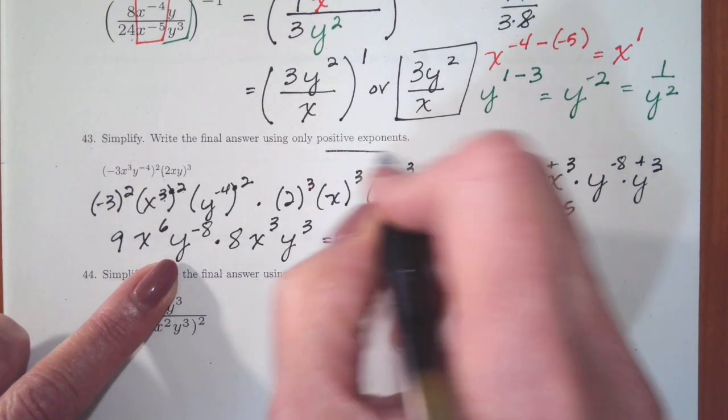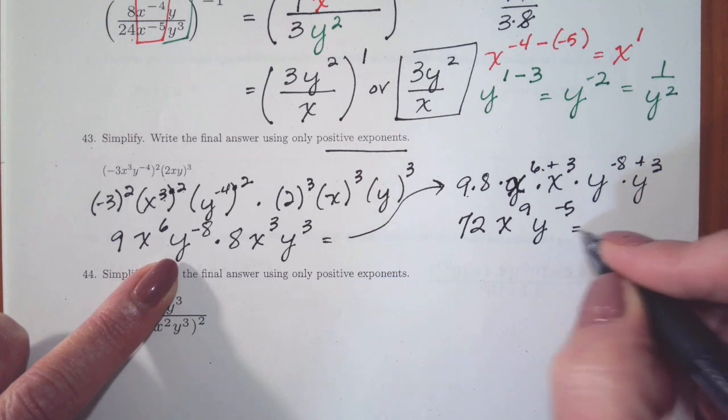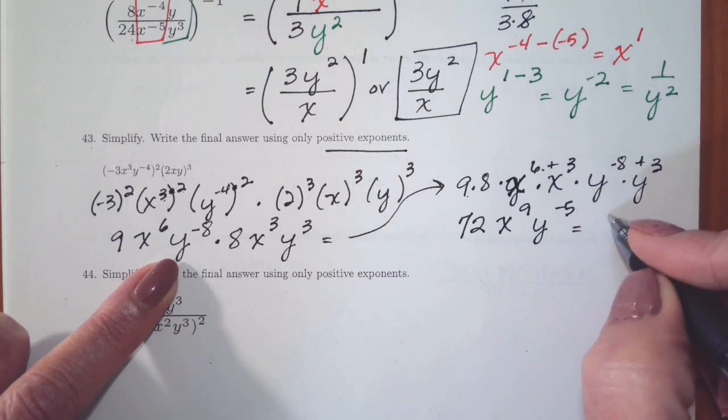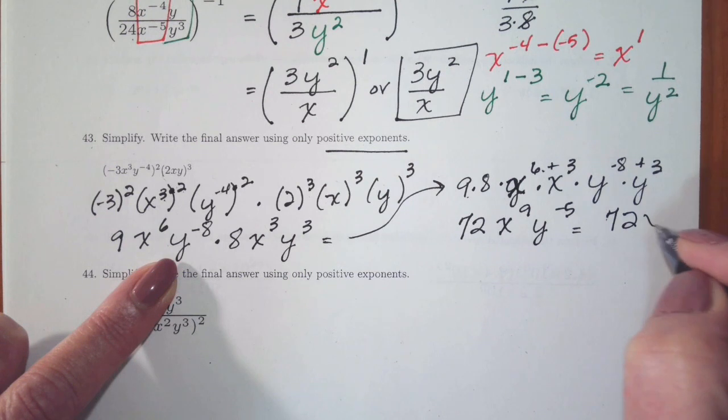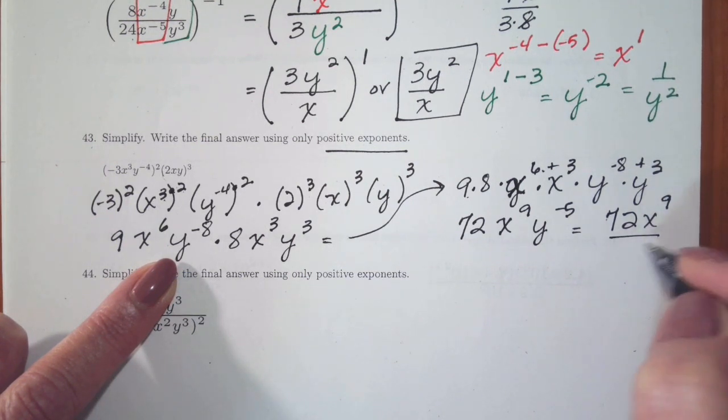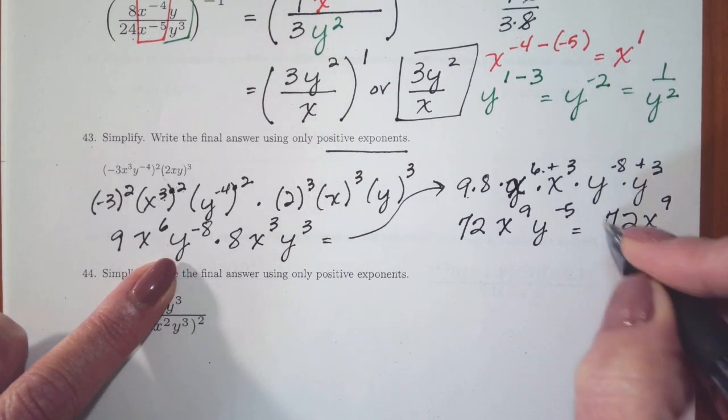And of course I have to use positive exponents only. So this becomes 72 x to the 9th divided by y to the 5th.